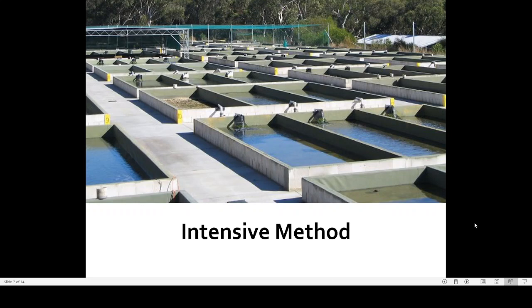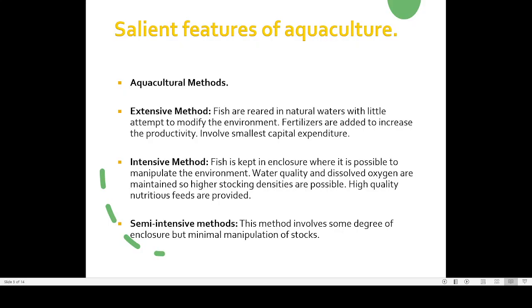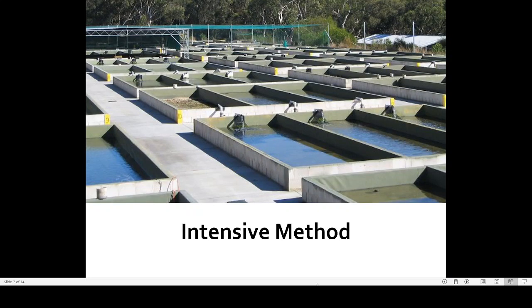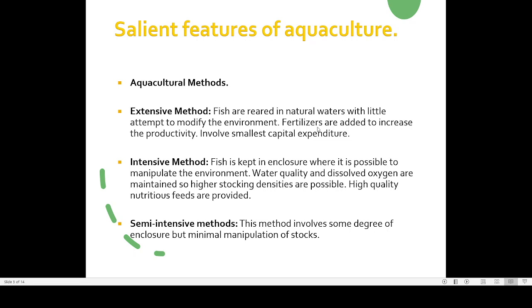In this intensive method, the fish will be kept in an enclosure. What is an enclosure? An enclosure means a tank like this, enclosed on all sides. That is the meaning of the word enclosure. So fish will be kept in an enclosure so that we will be able to manipulate the environment. Manipulate means control or modify.